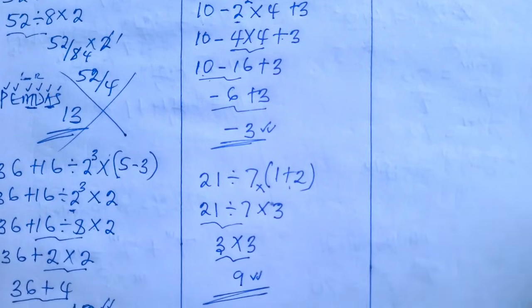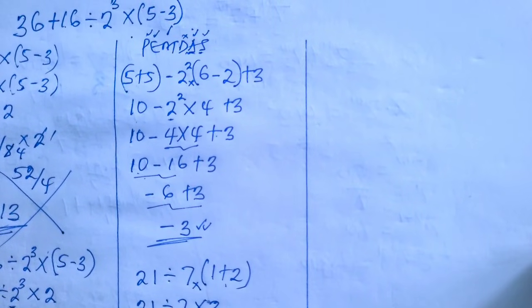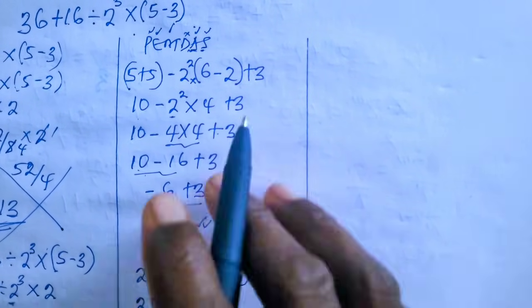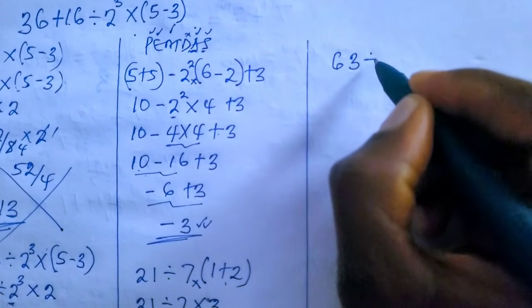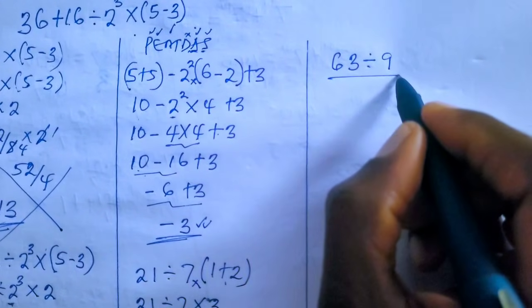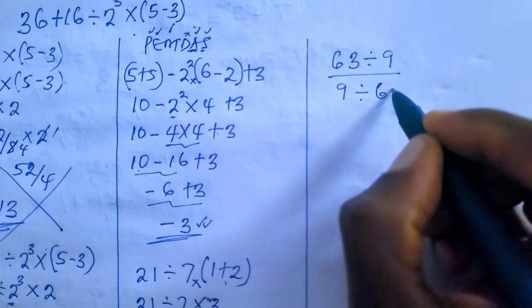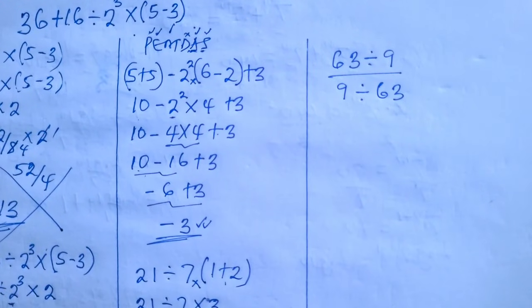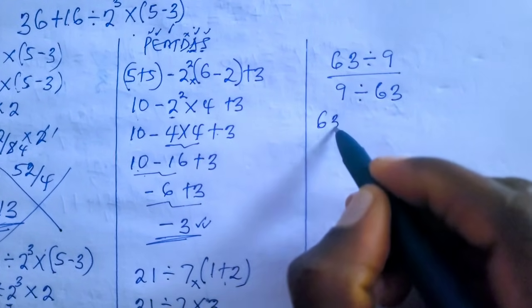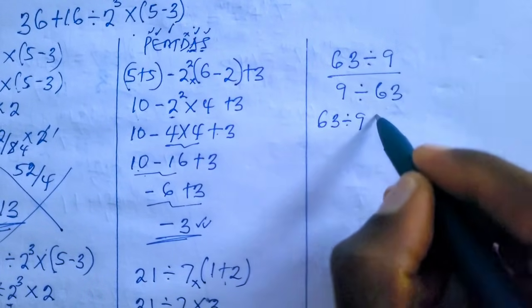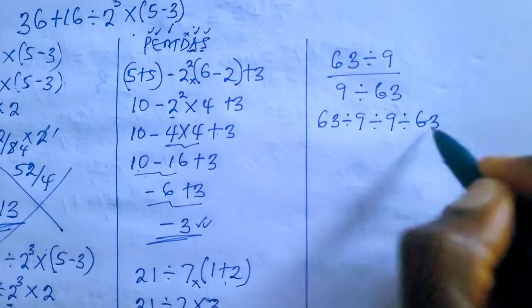Now, we are going to still consider the next example here. Now, let us consider this. If you have 63 divided by 9 all over 9 divided by 63, this one tricks a lot of people here. This expression, many people see it as 63 divided by 9 divided by 9, then divided by 63.